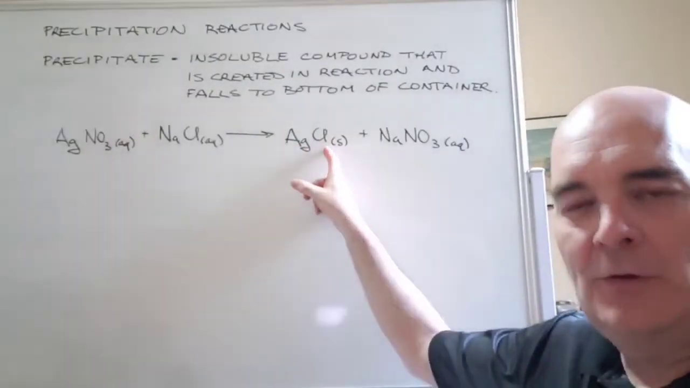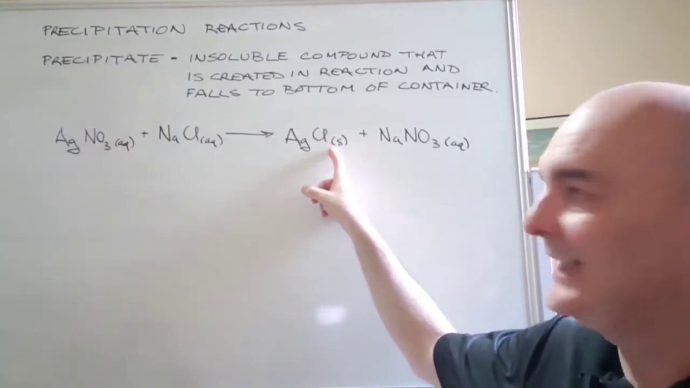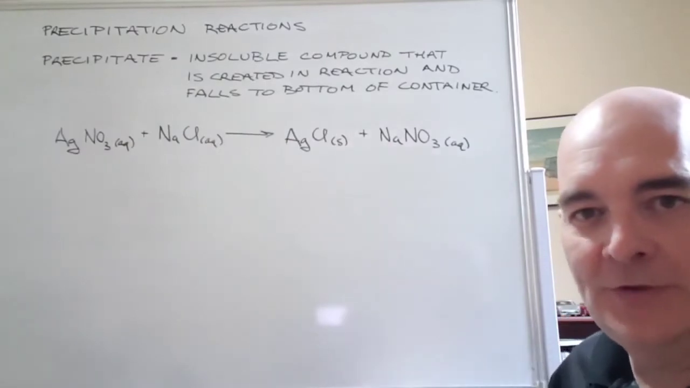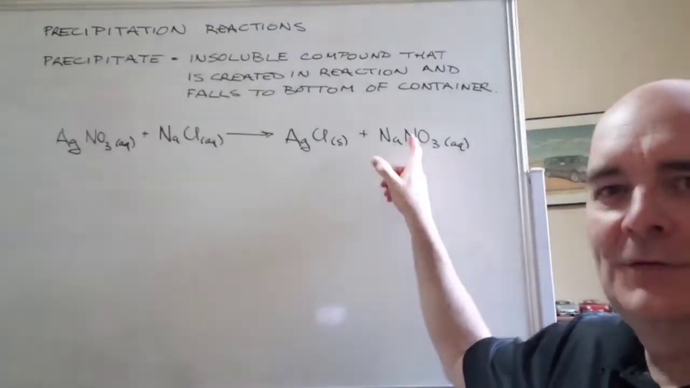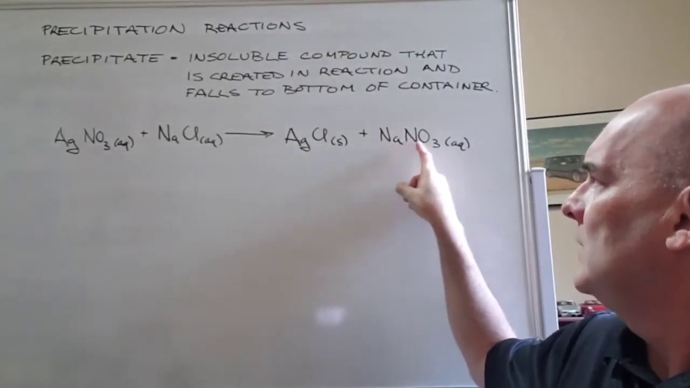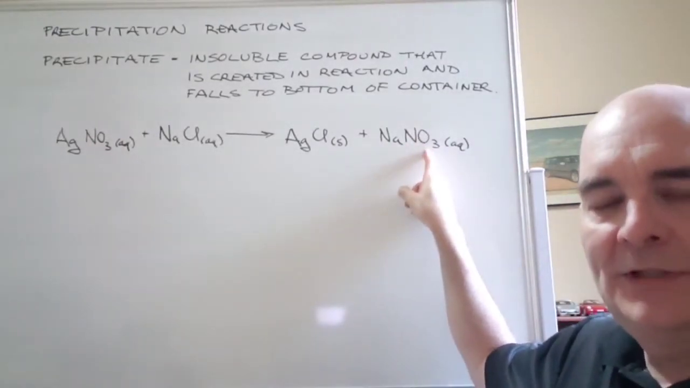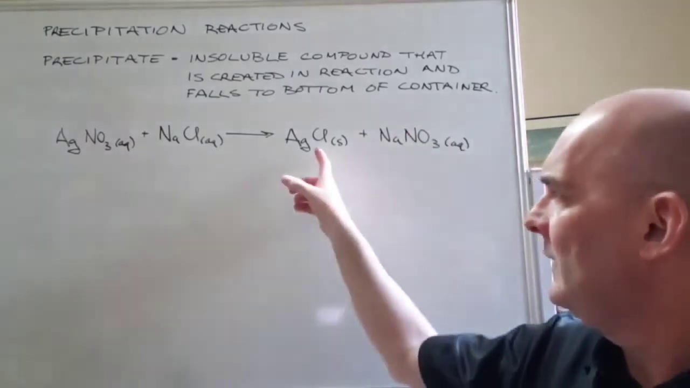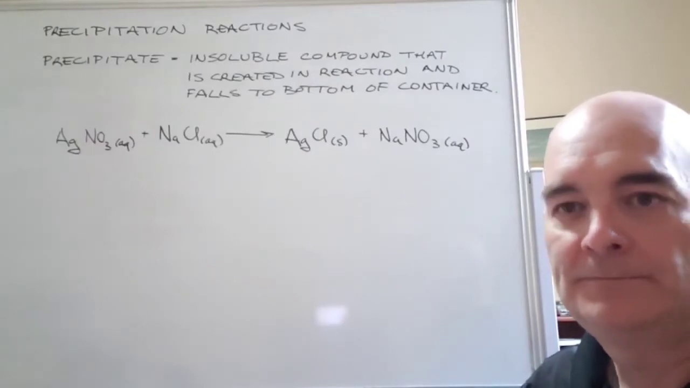Now most chlorides are soluble, but silver is an exception. So this is now an insoluble solid, and it floats to the bottom of the container, if you can float to the bottom. And the other thing that I make is sodium nitrate. All sodium salts are soluble, all nitrates are guaranteed to be soluble, so this just floats away. I've just created silver chloride in a pure form.